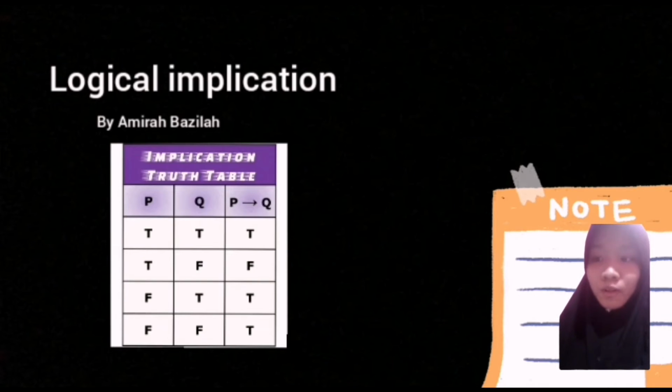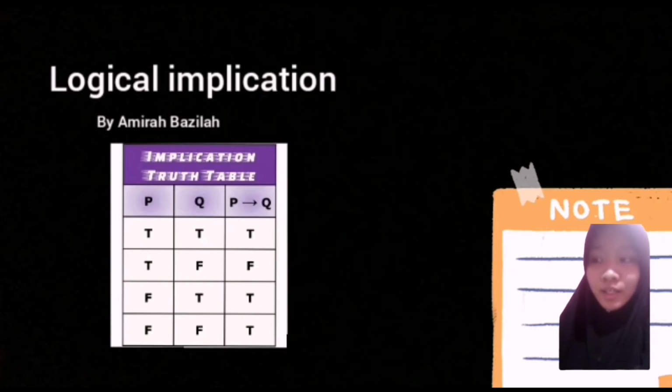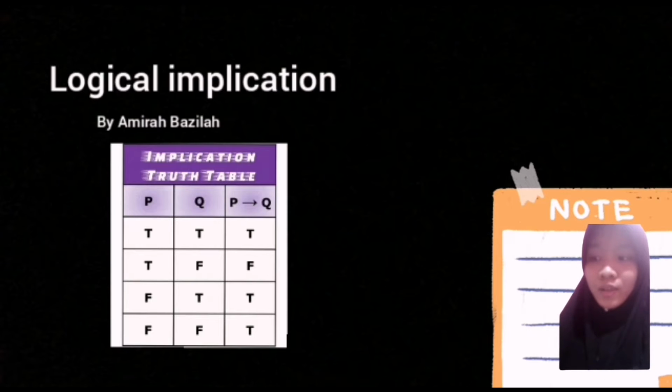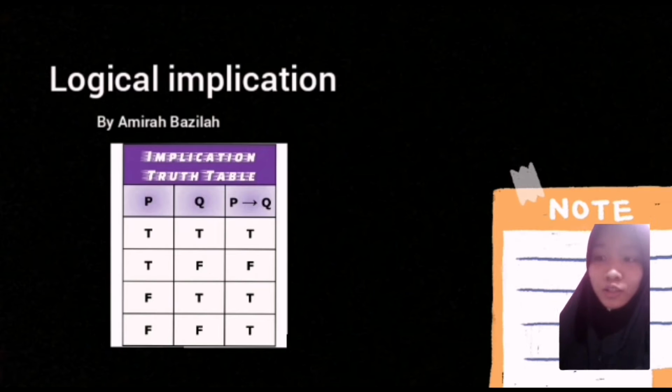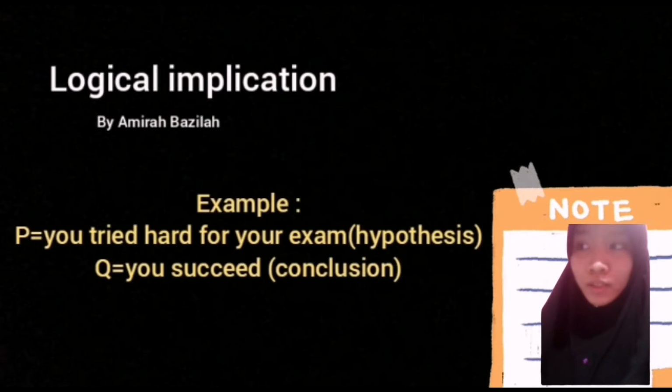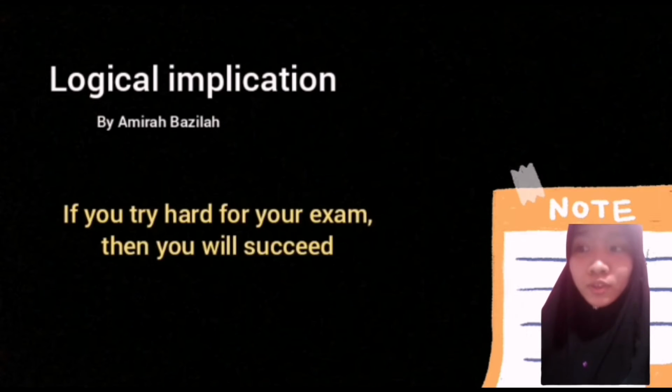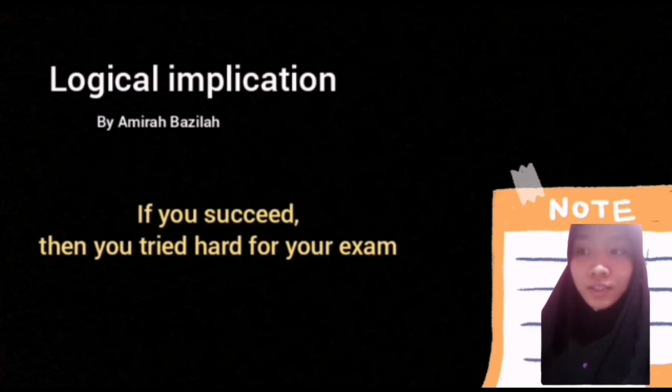The truth value of the compound statement P implies Q is true when both the simple statements P and Q are true. P implies Q is always true if P is false. The only scenario in which P implies Q is false is when P is true and Q is false. For example, let's say P is you try hard for your exam and Q is you succeed. So, if you try hard for your exam, then you will succeed.